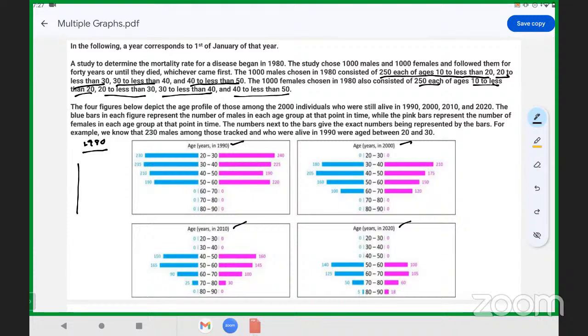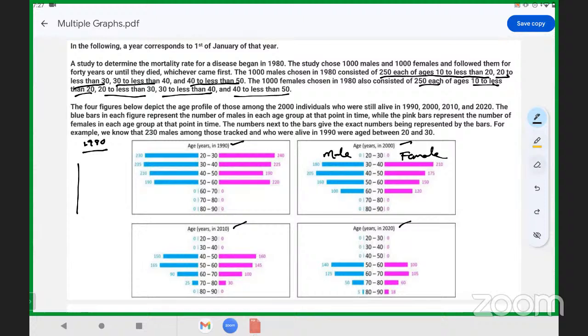The four figures below depict the age profile of those among the 2000 who were still alive. So the numbers mentioned in front of the blue and pink are nothing but the number of people who are alive. The next line gives an example: 230 males were tracked and were alive. We are given data from 1990 to 2020, where blue represents male and pink represents female, and the data starts with 250 each.